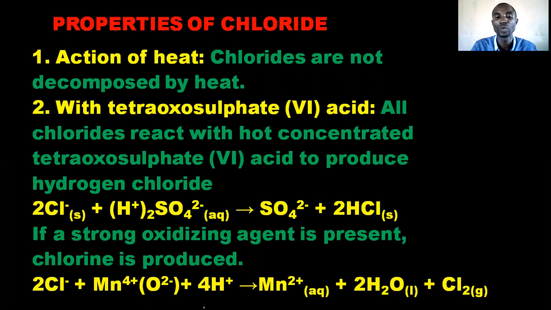Number 2 is the action of chlorides on tetraoxosulfate 6 acid. All chlorides react with hot concentrated tetraoxosulfate 6 acid to produce hydrogen chloride gas. That is it. As you can see in the equation here, if a strong oxidizing agent is present, chlorine is produced. Here we have the chloride ion and H2SO4, and the next one is when manganese 4 oxide is used, and the product is there. So that's number 2.